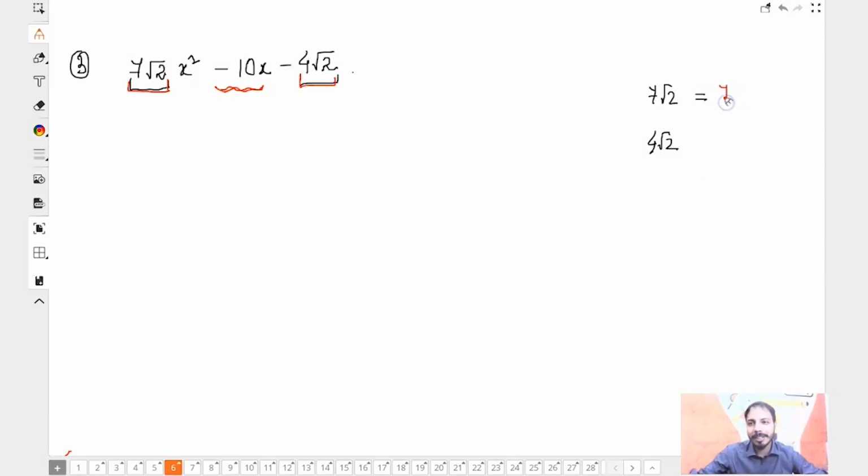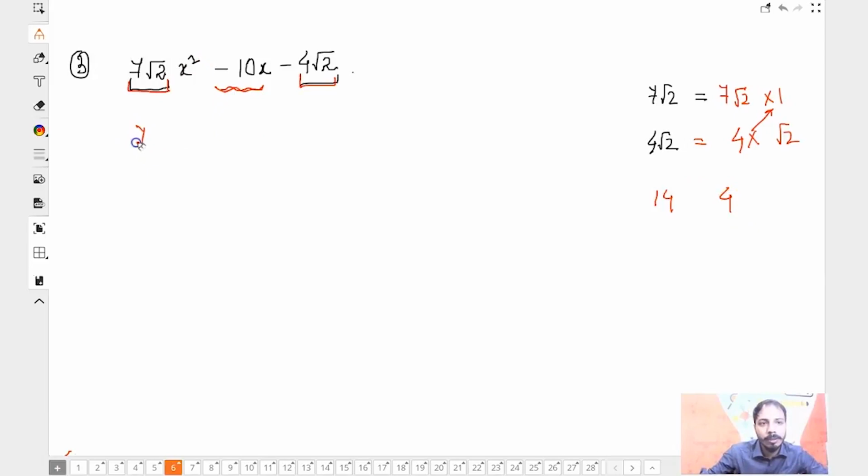So either I can write it in this way, 7 root 2 into 1. And now what I have done is, I know that if I multiply 7 root 2 with root 2, root 2 squared will become 2. So I will use this knowledge and I will write root 2 this side and 4 this side. Now let me see what I get. So 7 root 2 into root 2 will give me 7 into 2, that is 14, and this 4 into 1 will give me 4. So now 14 minus 4 will give me 10.